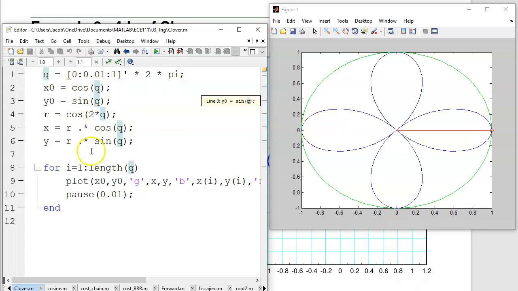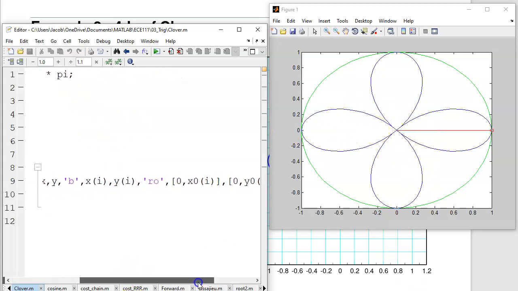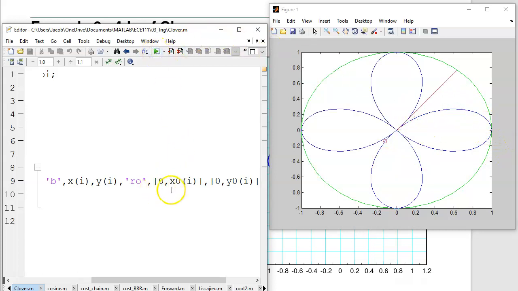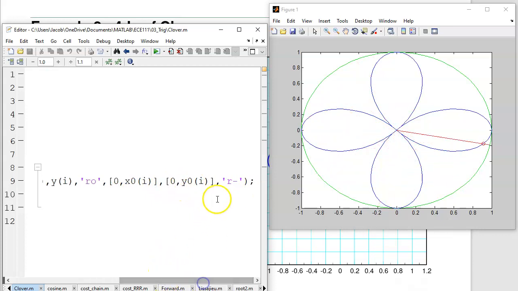And to do that, I'm going to create a couple different functions. In my plot command, I'll plot x0 versus y0 in green. x0 and y0 are just the unit circle. That's the green line. I'll plot x versus y in blue. X versus y is the clover. I'll then plot the point x, y as a red circle. That's this red circle moving around. And then draw a line from the origin to your point as a red line. And that's what that looks like.